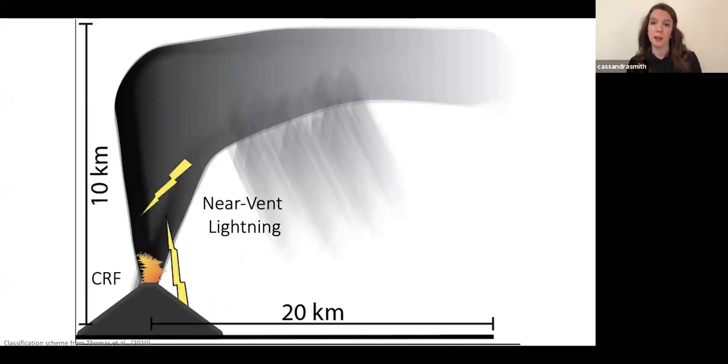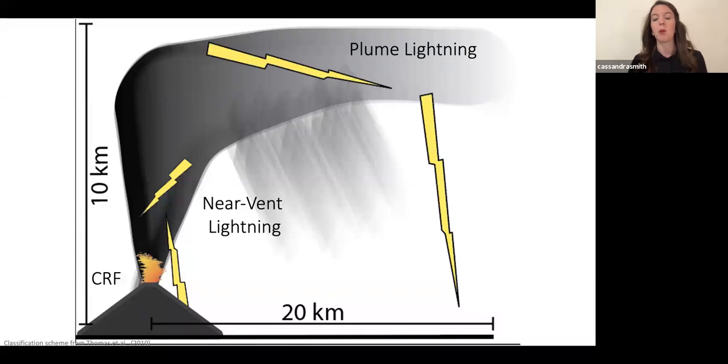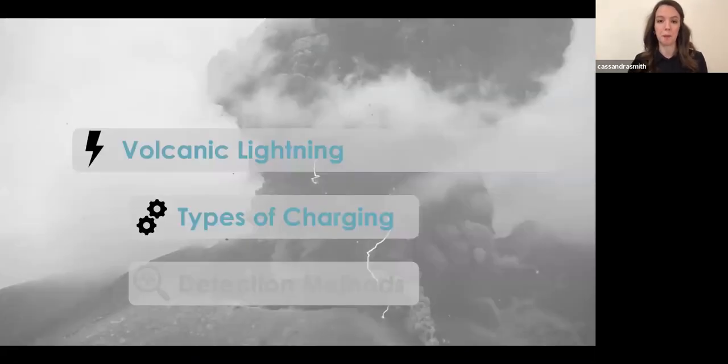So we then have near vent lightning. This is lightning that's occurring in the eruption column or near the jet. It can sometimes actually connect to the edifice of the volcano, similar to a cloud to ground stroke, but it's really all concentrated in that highly turbulent, highly energetic eruption column. We then have plume lightning. So plume lightning is the most similar to meteorological lightning in scale. And we also think that ice may play a factor in this type of lightning. So those are our 3 general categories of volcanic lightning.